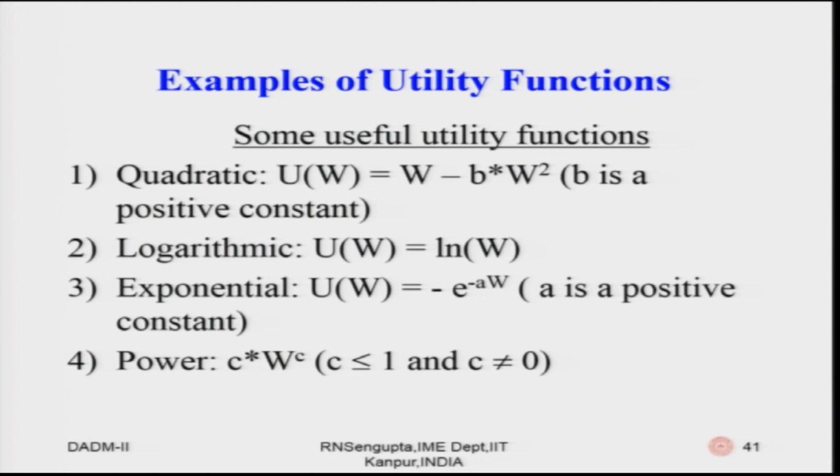The third one is the exponential utility property, which is minus e to the power minus a w, where a is a positive constant, and the power utility function property is equal to c into w to the power c, where c is less than 1 and c is not equal to 0. Now, I will come back to the concept of quadratic utility function later on, but I will briefly mention why the quadratic utility function is important.